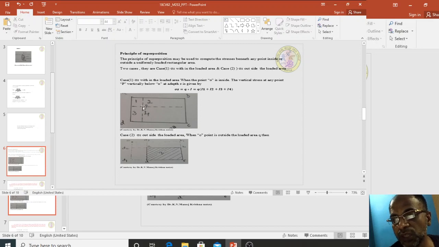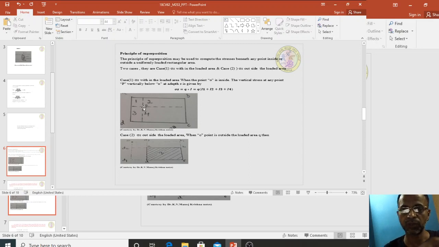Now the case is within the loaded area. I want to find out the stress at points A, B, C, D outside the loaded area. That means we have a footing site. Within the footing site, I want to find the stress at any point within the loaded area, that is at point P.